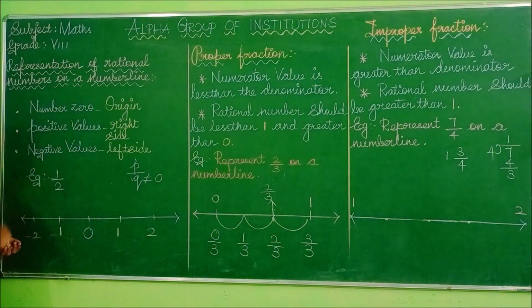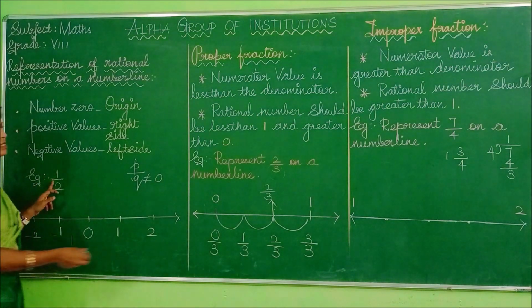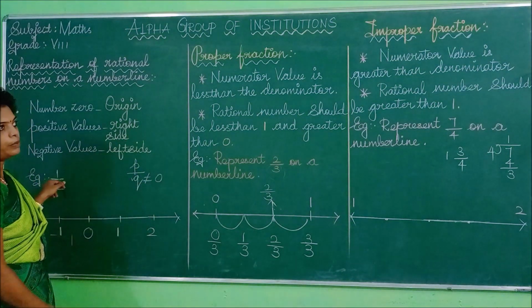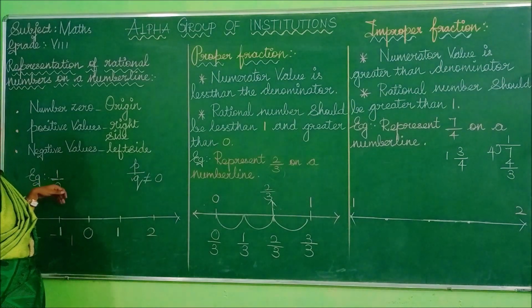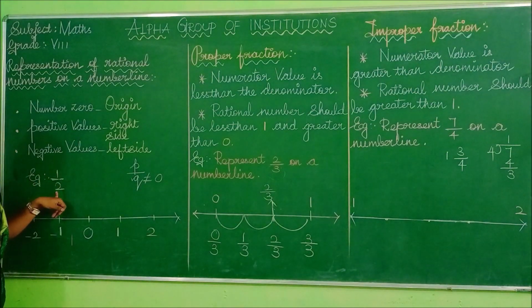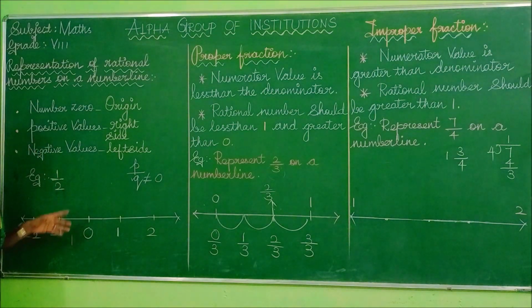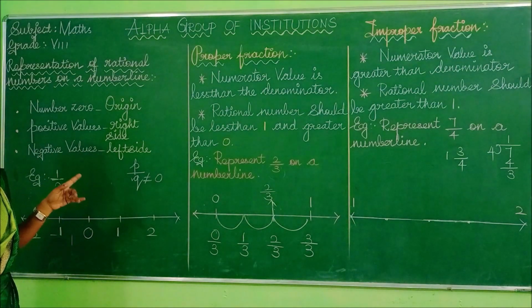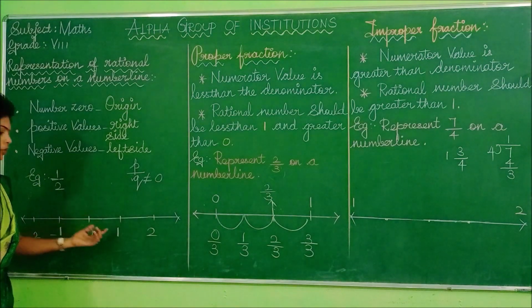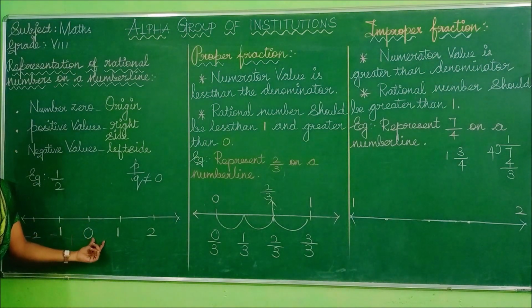What is the value here? Here the value is 1 by 2. So 1 by 2 fits that case: the numerator value is less than the denominator. The denominator is the highest value, the numerator is lower. So we can say this is a proper fraction. So the rational number should be less than 1 and greater than 0. It lies between 0 and 1 only.